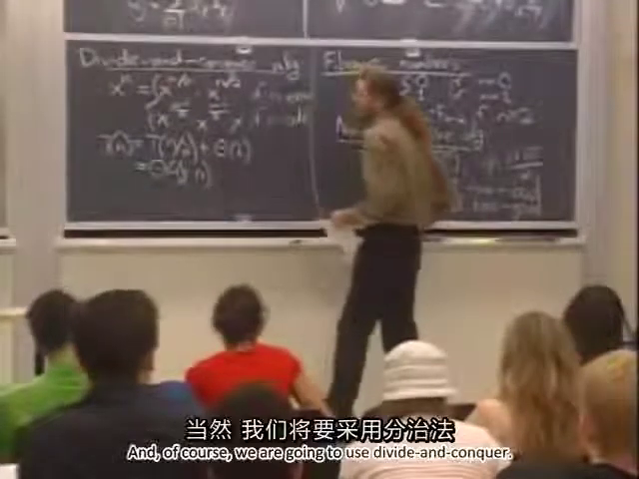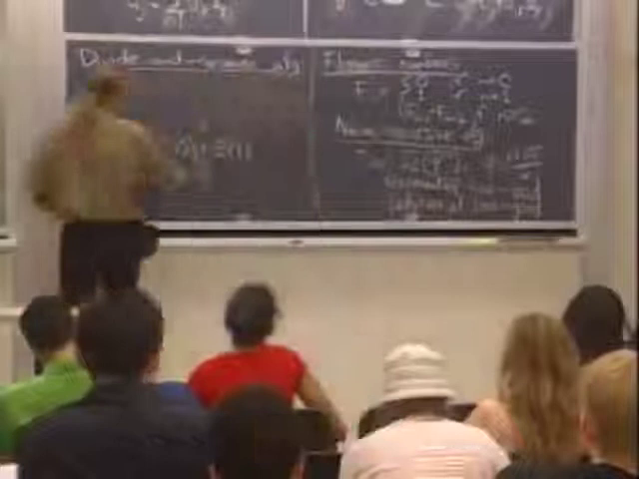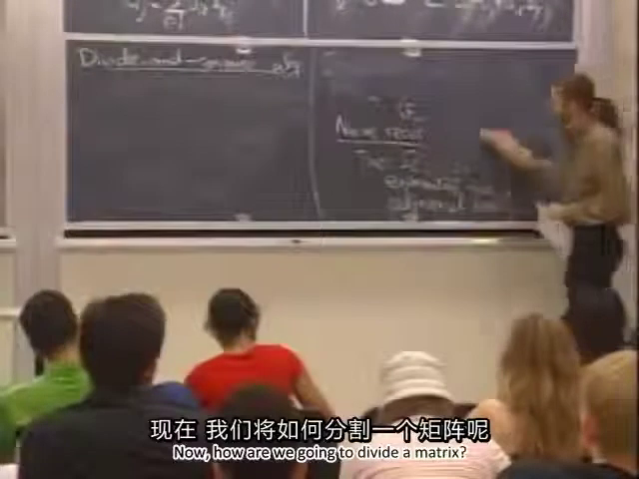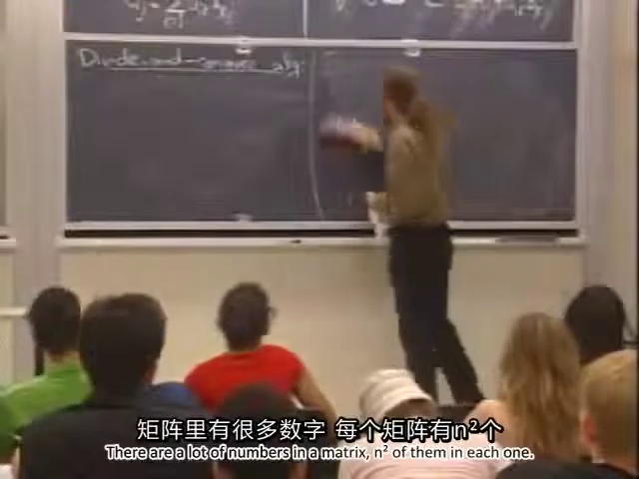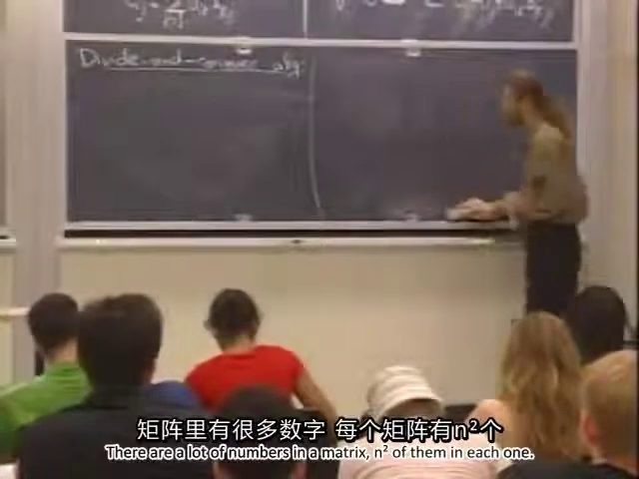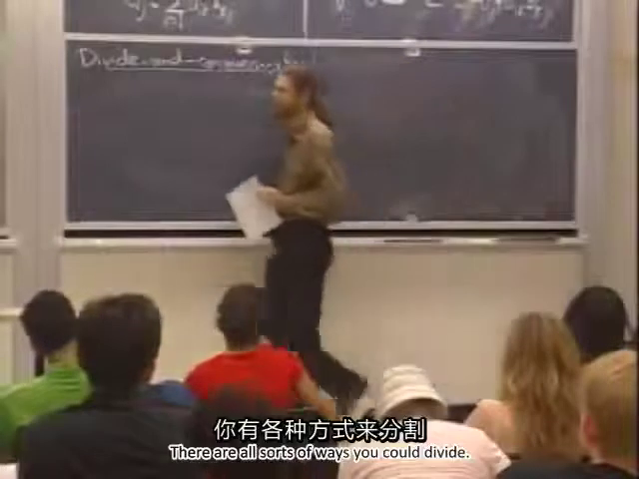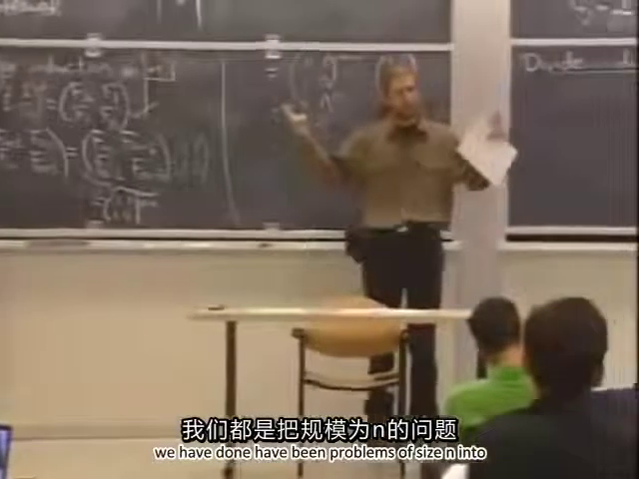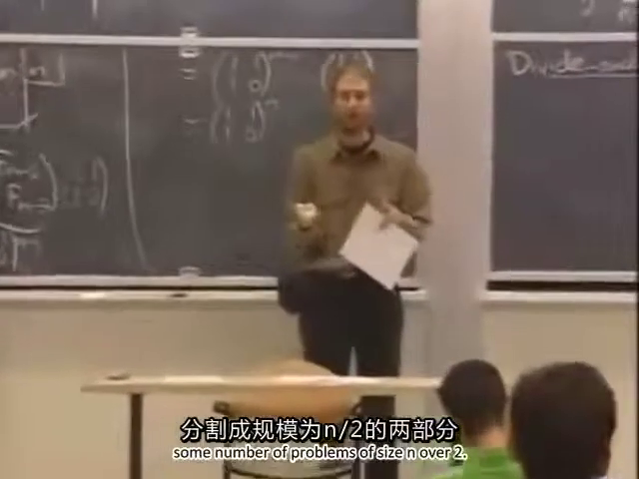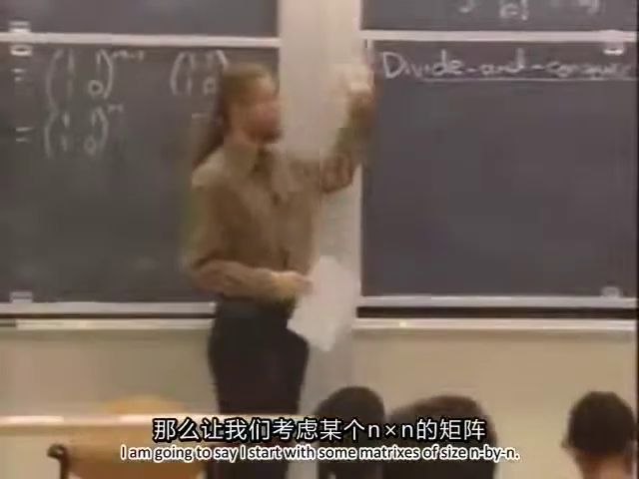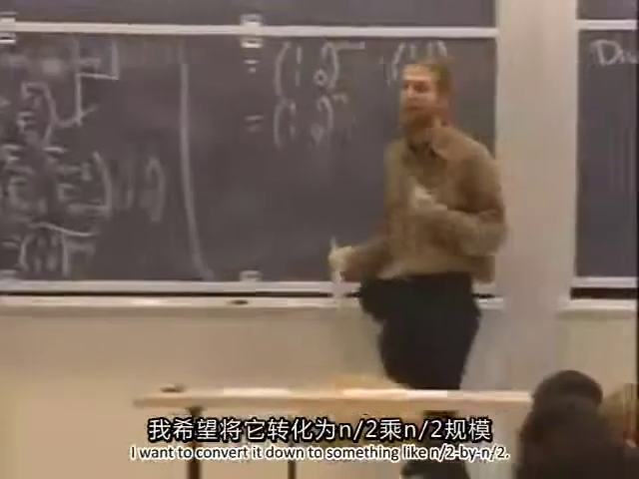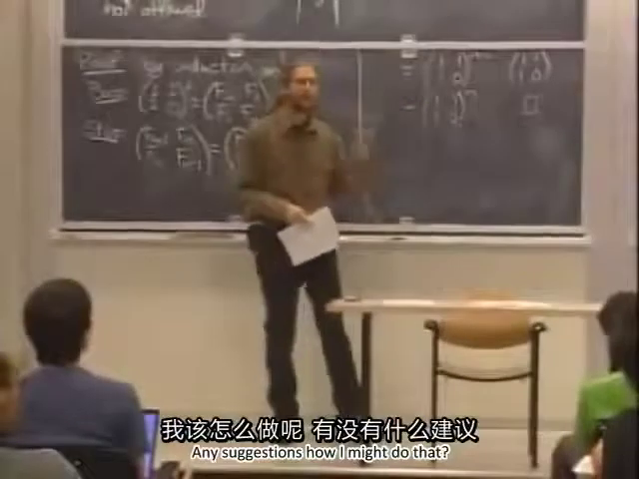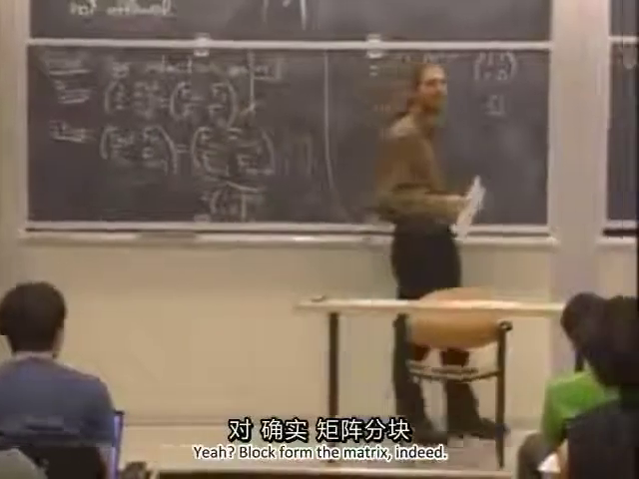And of course, we're going to use divide and conquer. Now, how are we going to divide a matrix? There's a lot of numbers in a matrix, n squared of them in each one. There's all sorts of ways you could divide. So far, all of the divide and conquers we've done have been a problem of size n into some number of problems of size n over 2. So I'm going to say I start with some matrices of size n by n. I want to convert it down to something like n over 2 by n over 2. Any suggestions how I might do that? Yeah?